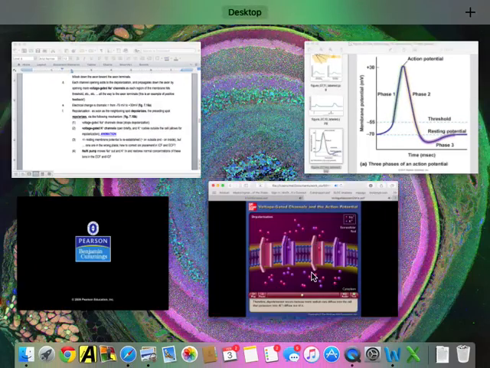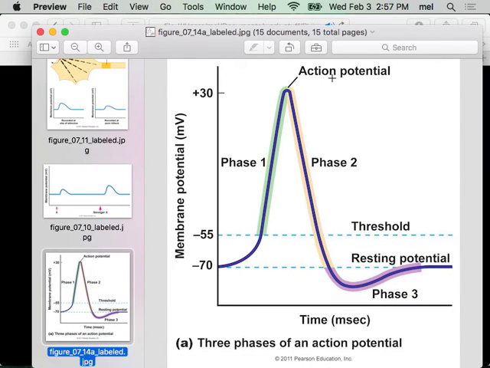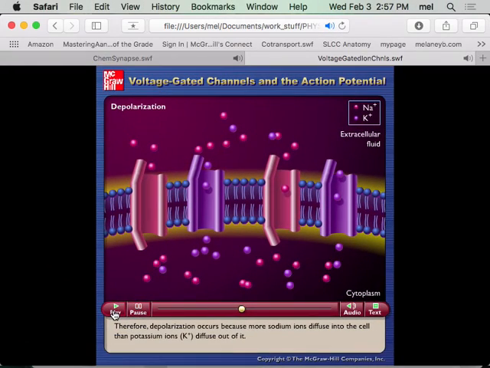But where are you? Right here? Where are you on this graph? Nope. You're at the top, right here at the top. The entire thing is the action potential, but you're at the top. You're at the crest of the hill. You're about to go down, right? All right, so now, see what happens.